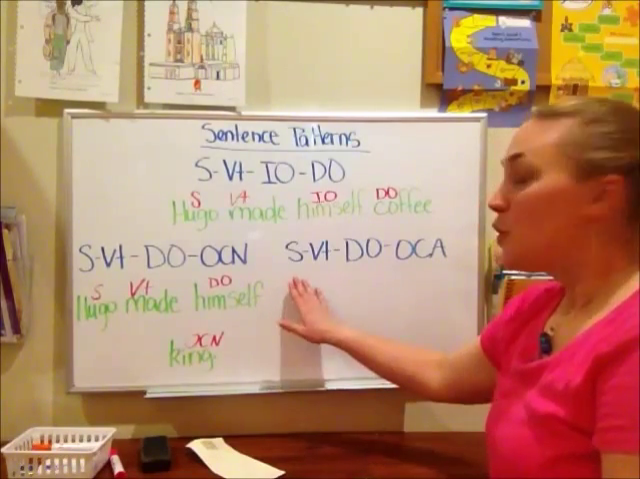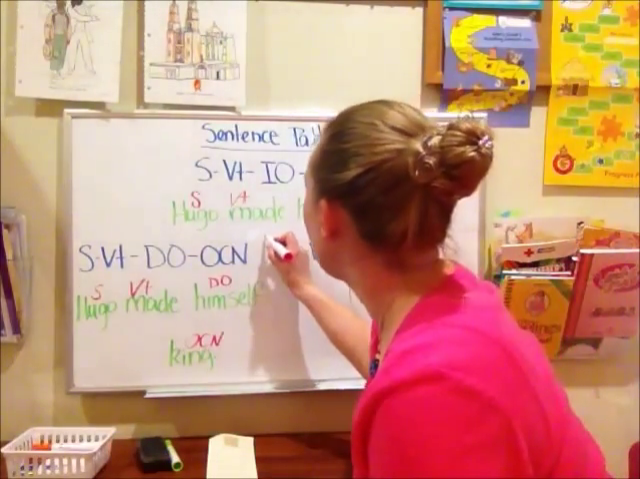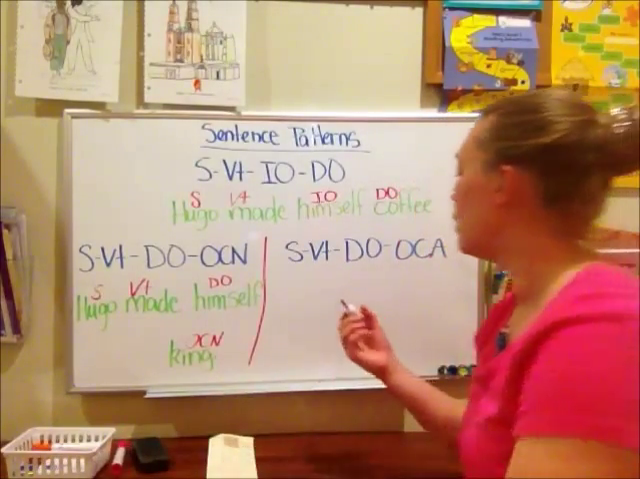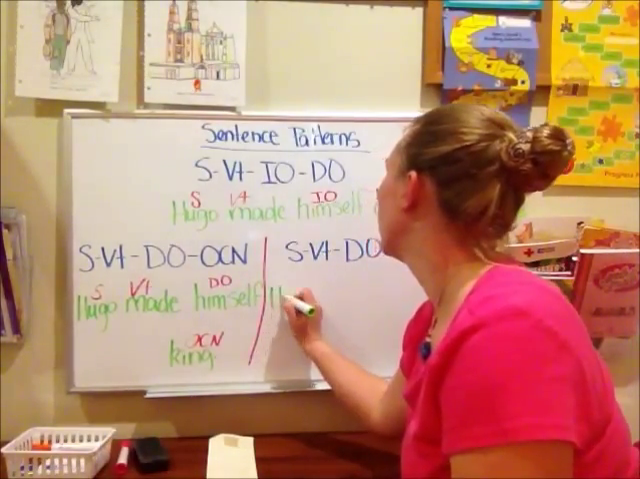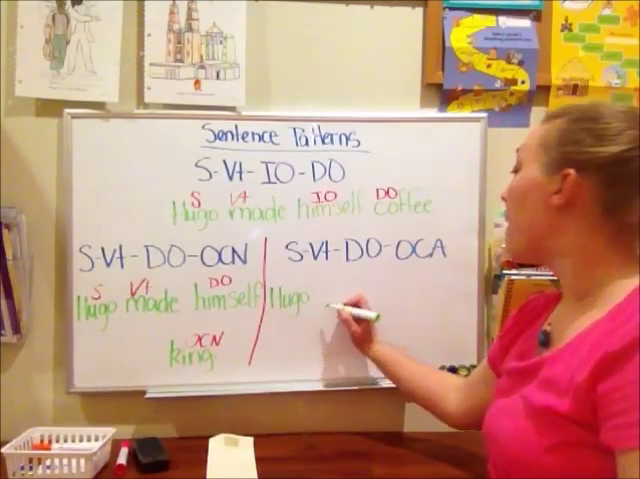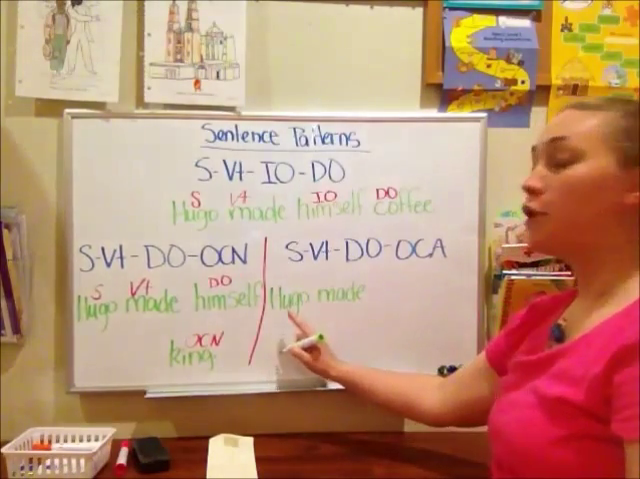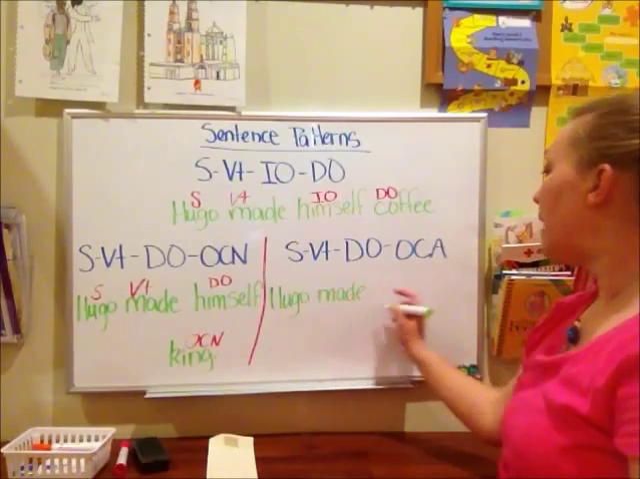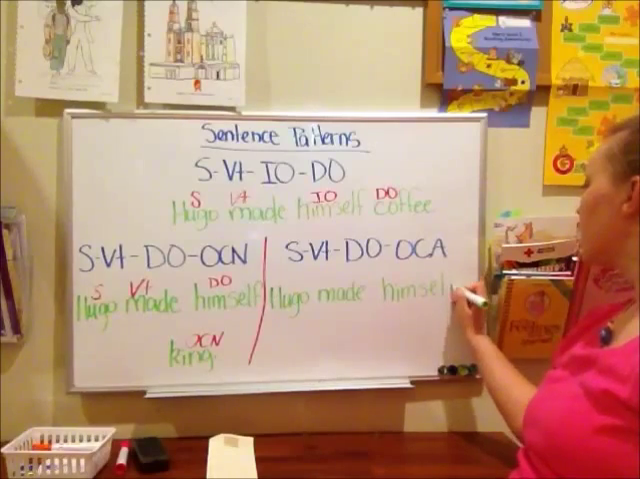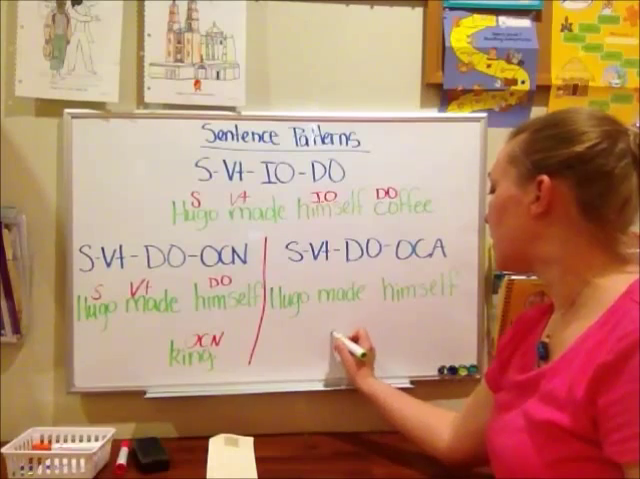So, who or what is our sentence about? Our sentence is about Hugo. I'm just going to do this lovely little visual here so that you can see to keep these separate. Hugo is our subject. What is being said about Hugo? Hugo made. Made is our verb. What did Hugo make? Hugo made himself. What did he make himself? He made himself fabulous.